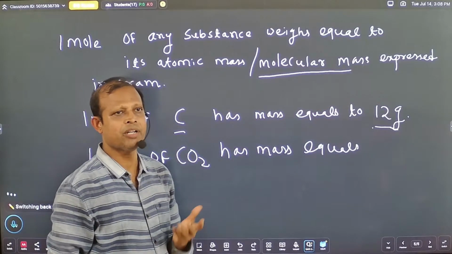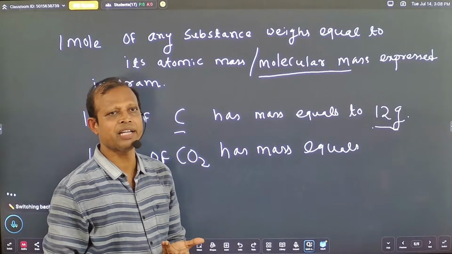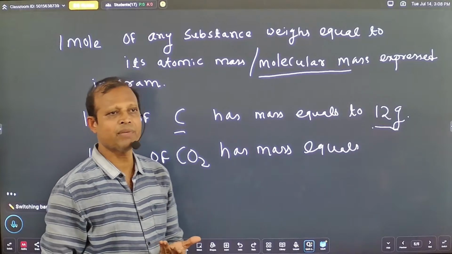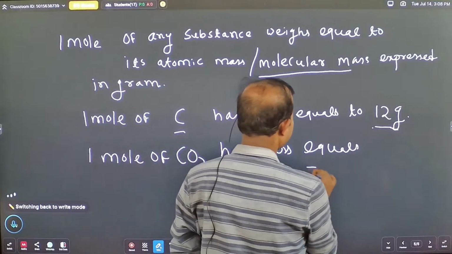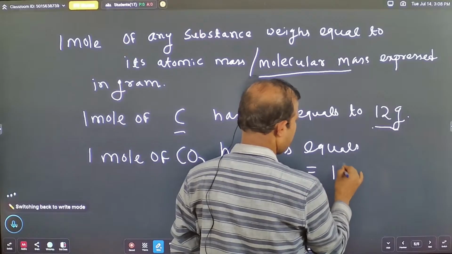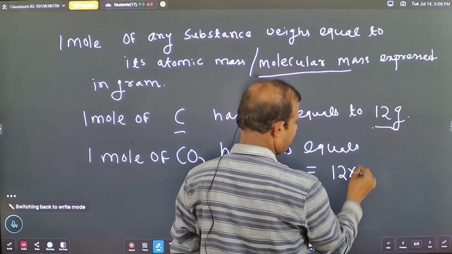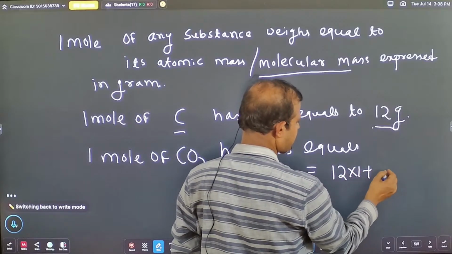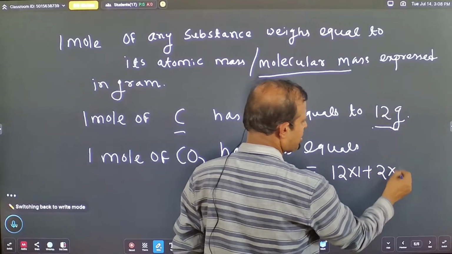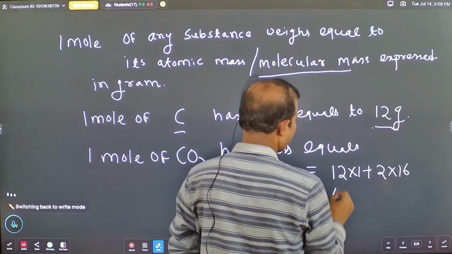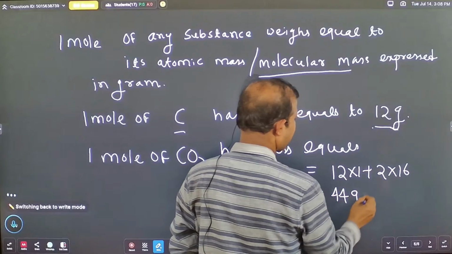So what is the molecular mass of carbon dioxide? Carbon's atomic mass is 12, and there is 1 atom. Oxygen's atomic mass is 16, and there are 2 atoms, so plus 2 into 16. That is equal to 44 gram. Clear or not?